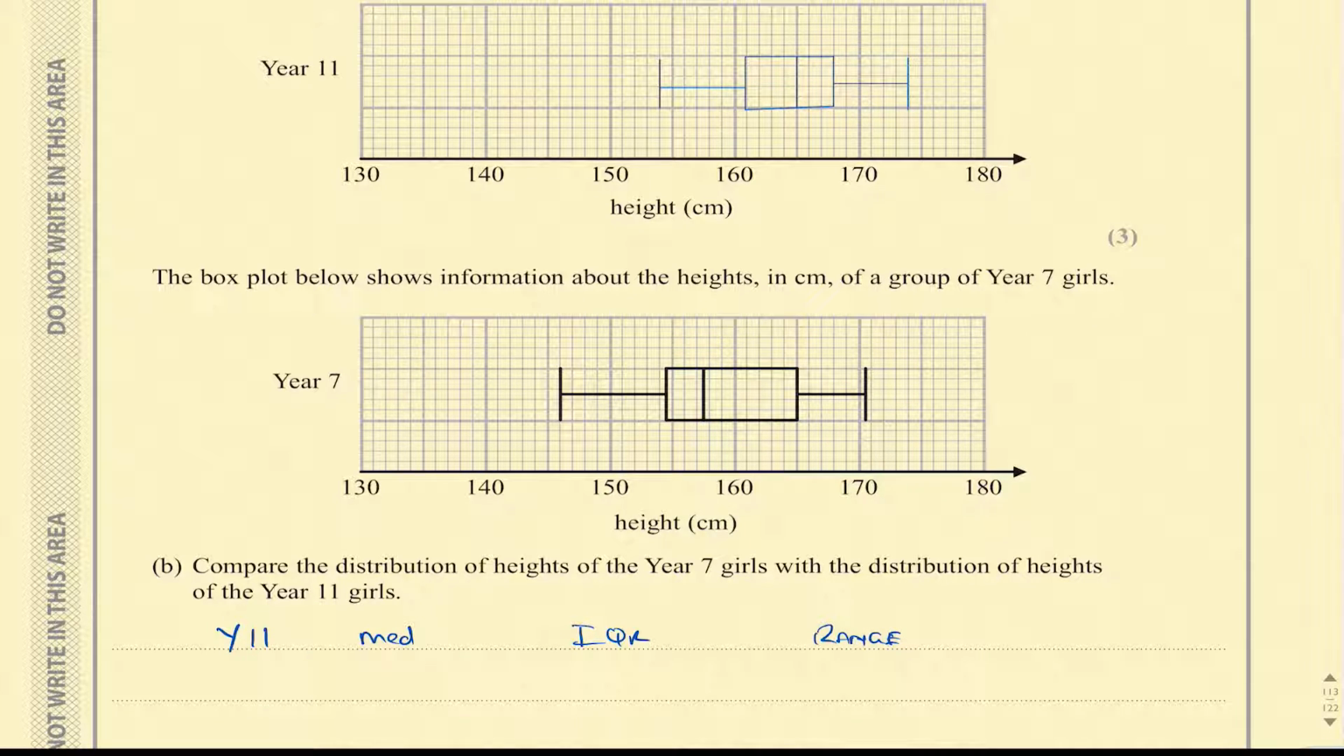So, this is for year 11 and year 7. The median for year 11 is 165, and year 7 is 157.5. Interquartile range is 7 for year 11 and 10.5 for year 7. And the range is 20 for year 11 and 24.5.